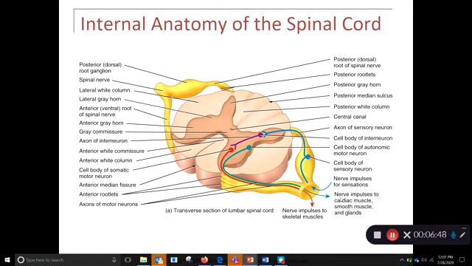What's the gray matter? What's the white matter? How do I know which side is the posterior side and which side is the anterior side? I'm going to pull my hair out. Never fear, Underdog is here to help you out.